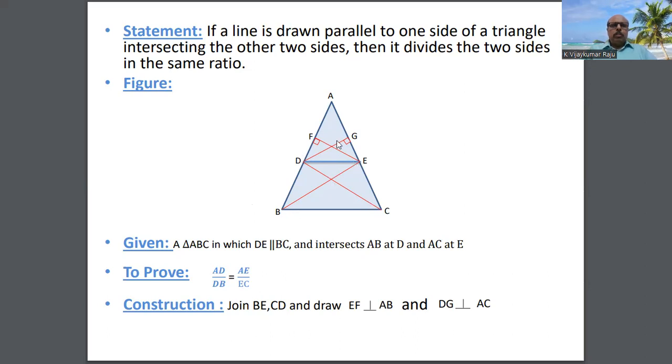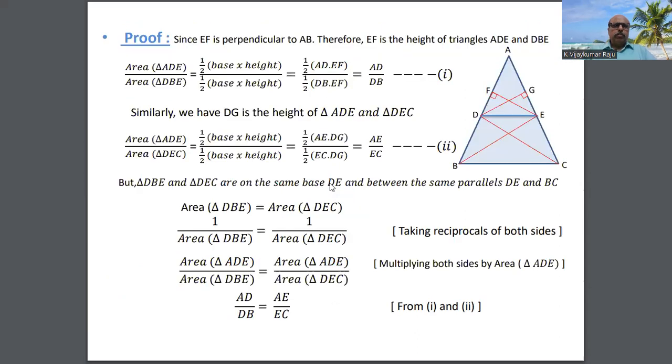Now, to prove this, we need to slightly do some construction. So the lines which I have shown with red lines, these are the construction parts. Join BE, join CD, draw DG perpendicular to AC and EF perpendicular to AB. So this is the construction portion which I have shown with the red lines so that the proof of the theorem could be easy. Now let's continue with the proof.